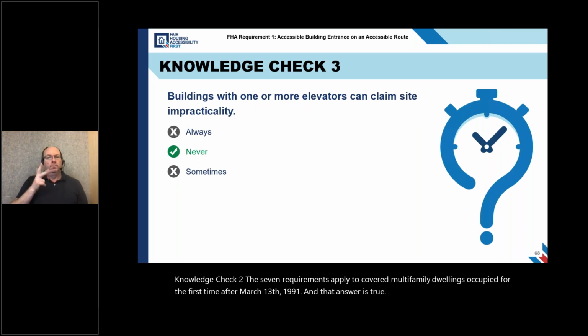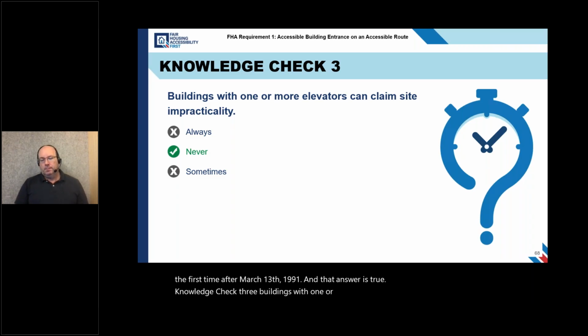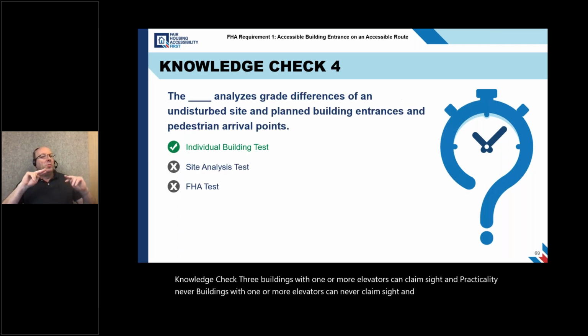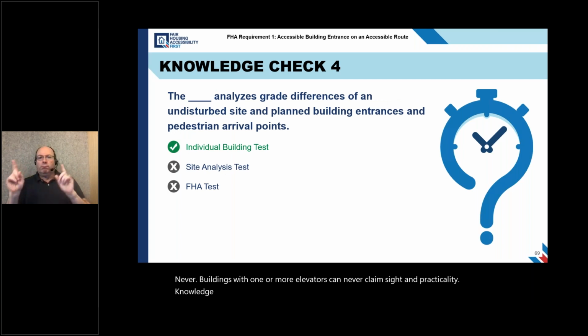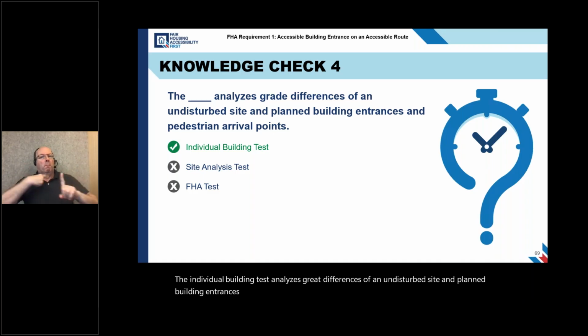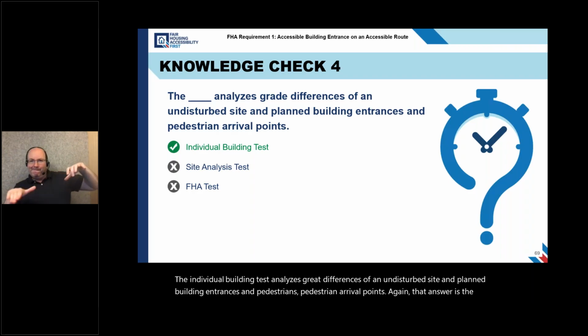Knowledge check 3. Buildings with 1 or more elevators can claim site impracticality? Never. Buildings with 1 or more elevators can never claim site impracticality. Knowledge check 4. The individual building test analyzes grade differences of an undisturbed site and planned building entrances and pedestrian arrival points. Again, that answer is the individual building test.